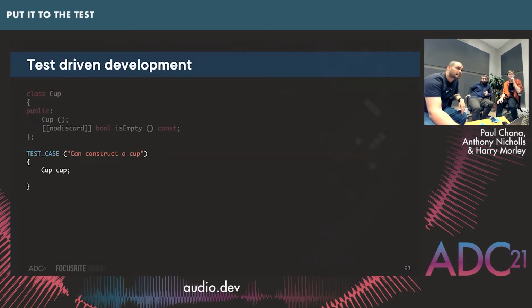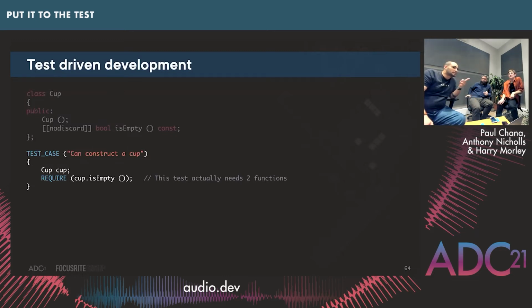The problem is that we require that the cup is empty. But you can see we've already got a dependency on two different parts of the cup here. We're having to call isEmpty and assume that isEmpty returns the right value. But okay, let's assume that's okay. This test passes, so we go, okay, the cup's empty. Then we go, well, now we need to test the isEmpty function, because this is TDD, and TDD is about testing the whole interface of the code.